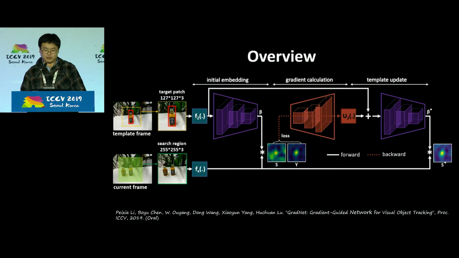And send it into the subnet again and obtain the new template beta star. The beta star is our template after update. This framework is quite simple, so you only need to calculate the gradient data and use a learning subnet U2.